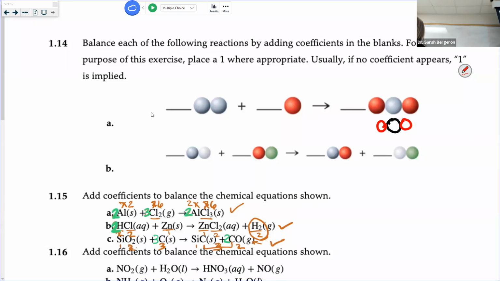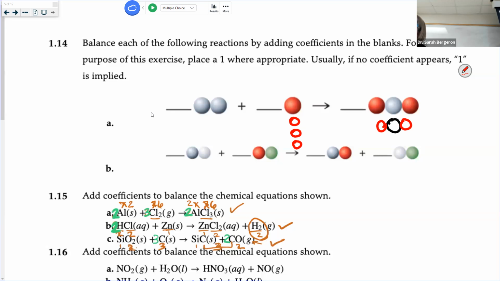Do I have equal numbers of red on the left and the right? No. So on my reactant side, I have how many? 1. On the product side, I have how many? Count again. Look at my new ones. I have 4. So what am I going to do? I need some more on the reactant side. So I'm going to just draw it, right? Now, do I have the same number of gray spheres on either side? Yes. Do I have the same number of red spheres on either side? Yes. Okay. Pictorially, that's what happens.